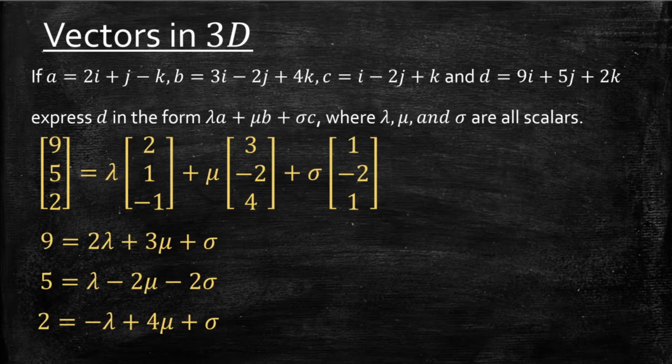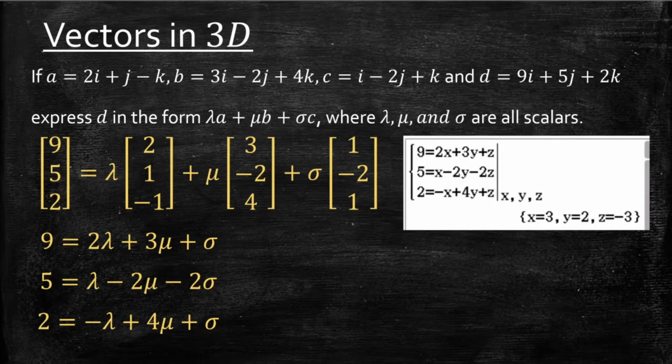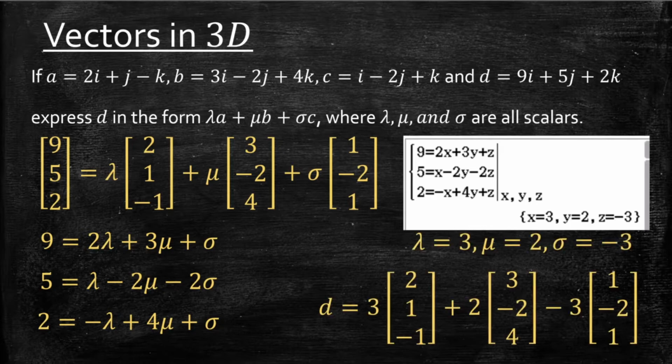So I did that earlier, and what we should get is 3, 2, negative 3, which is what we had before. So if we wanted to write D as a linear combination of A, B, and C, it would be 3 lots of A plus 2 lots of B minus 3 lots of C, which would give us that one there. But it says it wants us to write it in the form of this. So that's the answer there. Don't just leave your answer as lambda's 3, mu is 2, and sigma's -3. All right, let's move on to another question.